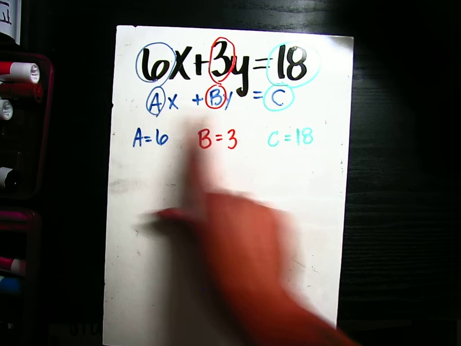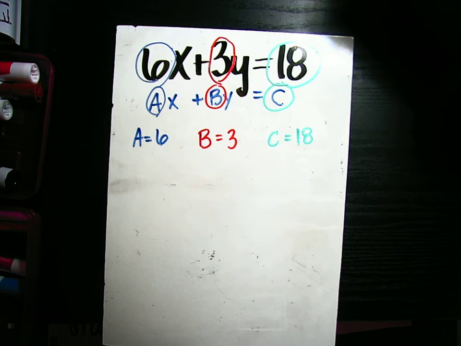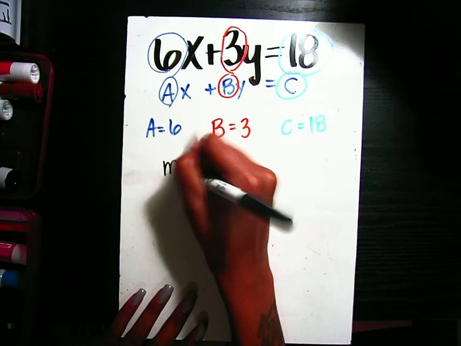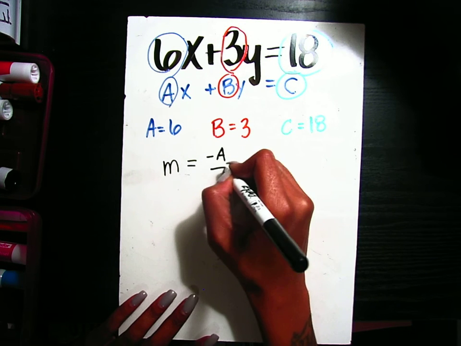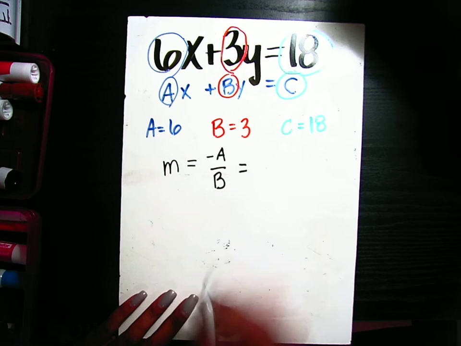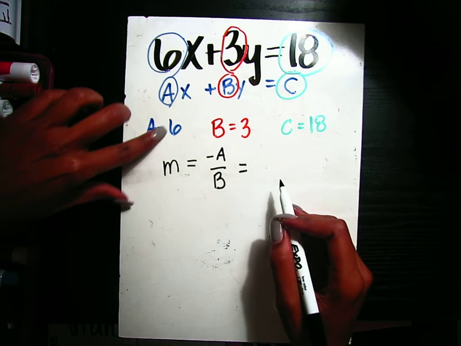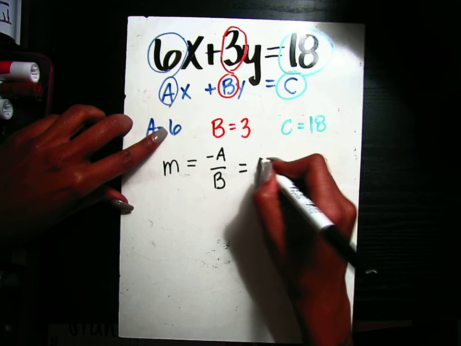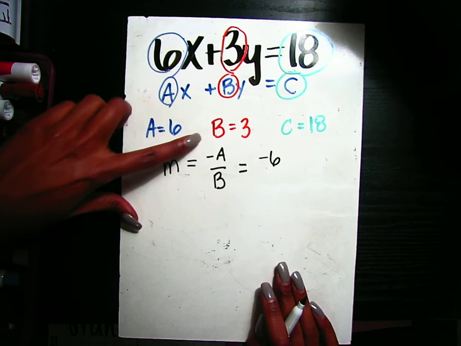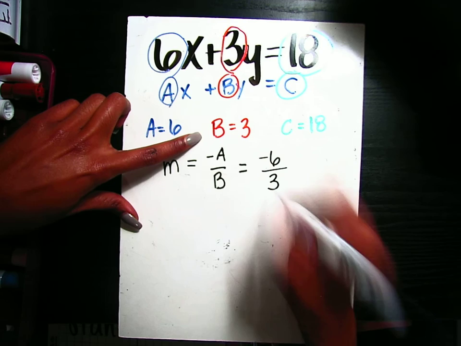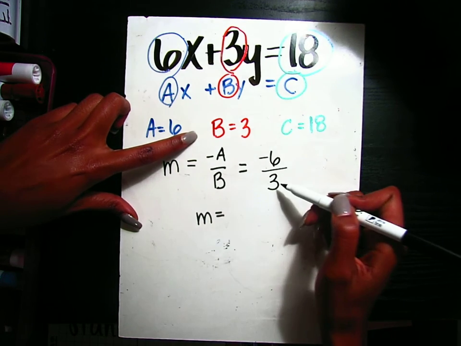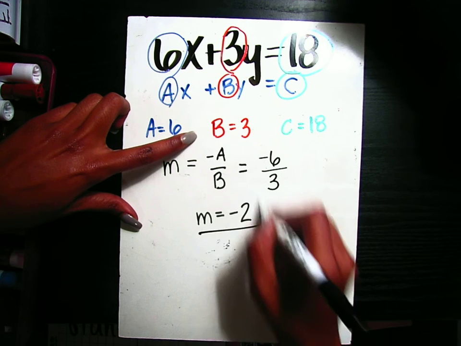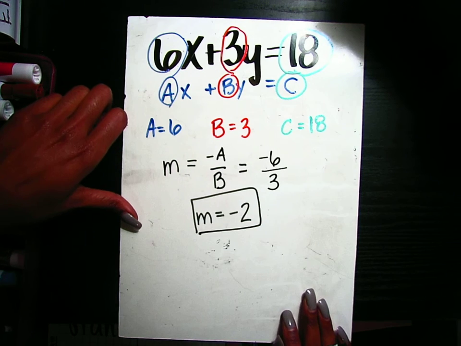Okay, so now that I know A, B, and C, I'm just going to use the shortcuts. If you can remember the shortcuts, it makes finding slope and y-intercept much easier. So the shortcut for slope is just to remember that slope is negative A over B. So if A is 6, negative A is negative 6. And if B is 3, it goes over 3. Simplifying that down, negative 6 divided by 3 is negative 2, which matches the slope we just found.